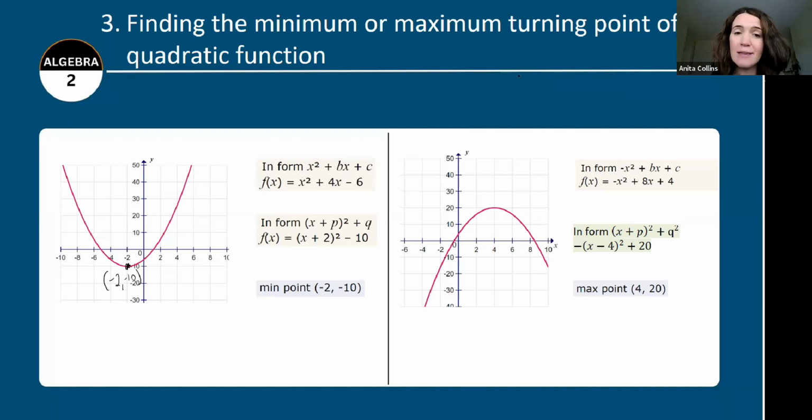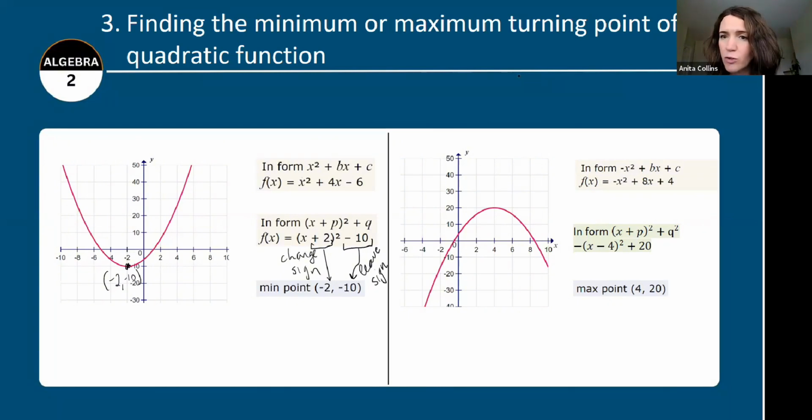But there's a couple of little things to be aware of. The x coordinate here with the 2, you've got to change the sign. The y coordinate is the constant stuck on the end, and in that case, the sign stays the same. So what I say in my head is change sign, leave sign. Change the sign of the x, leave the sign of the y, as in leave it be. Don't change it. Change sign, leave sign.